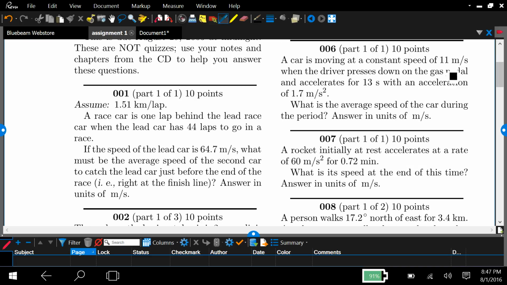Number 6 gives us some information here. Specifically, we have 11 meters per second, and if we label that with what it is, it's going to be our initial velocity in the problem. We then have a 13-second time during which we're accelerating, and we have 1.7 meters per second squared as our acceleration, and it asks what is the average speed of the car.